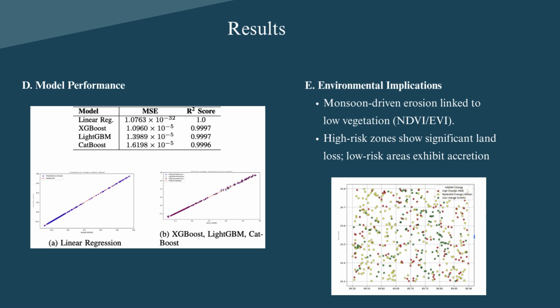These results have profound implications. By identifying high risk zones, 35% of the area, we can prioritize interventions like embankment reinforcement or reforestation. Our model enables early warning systems, alerting communities to potential erosion during the monsoon or floods.